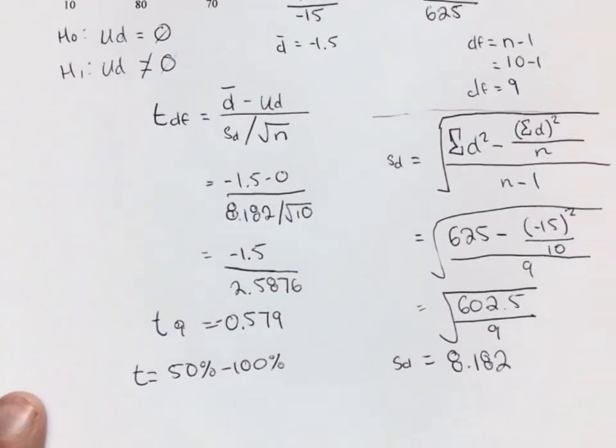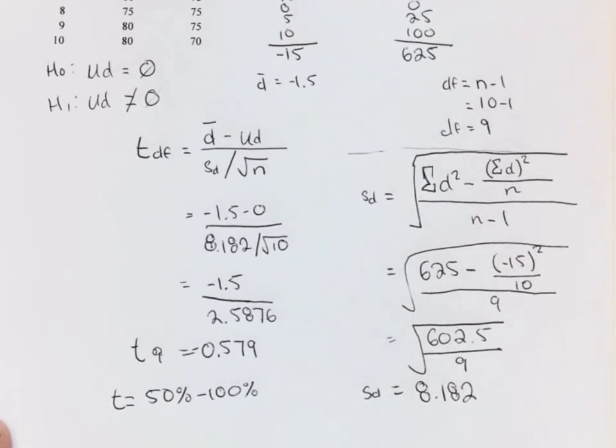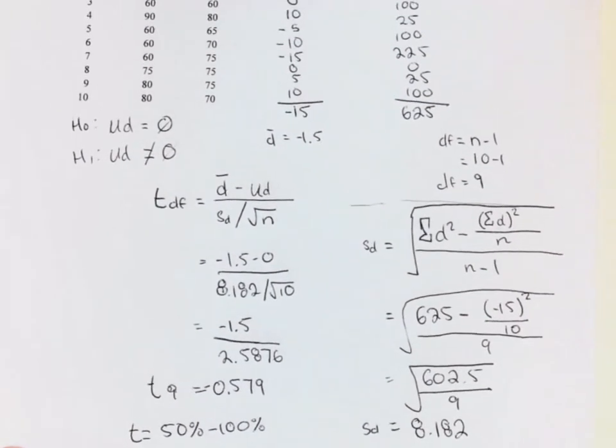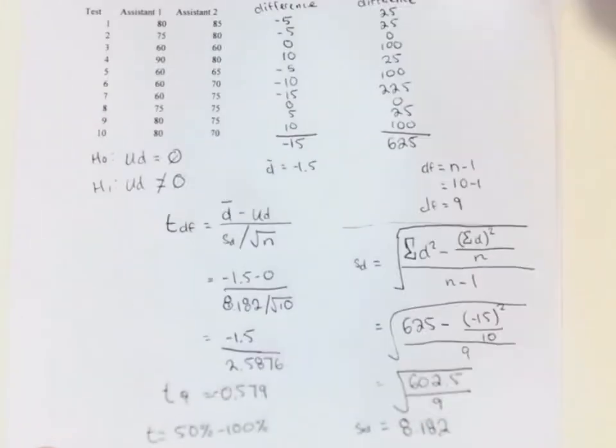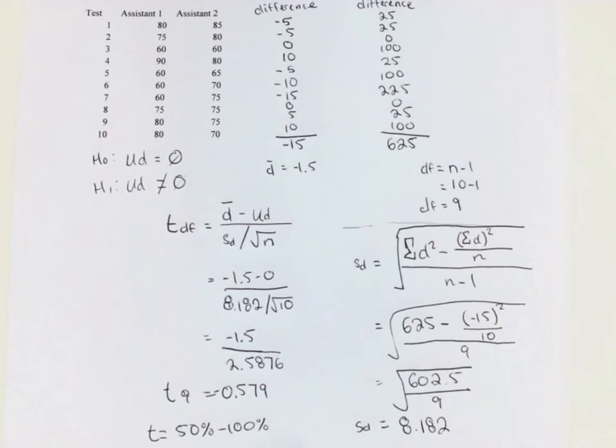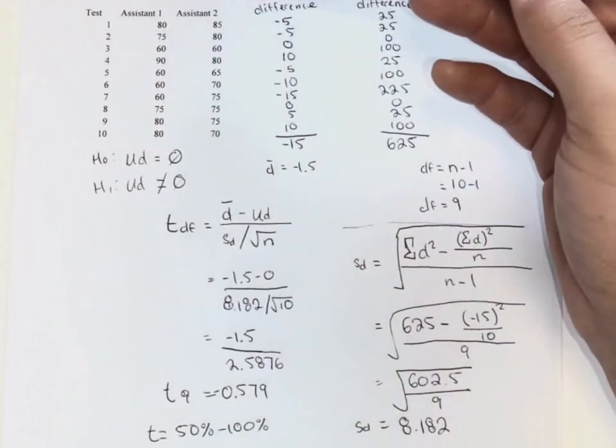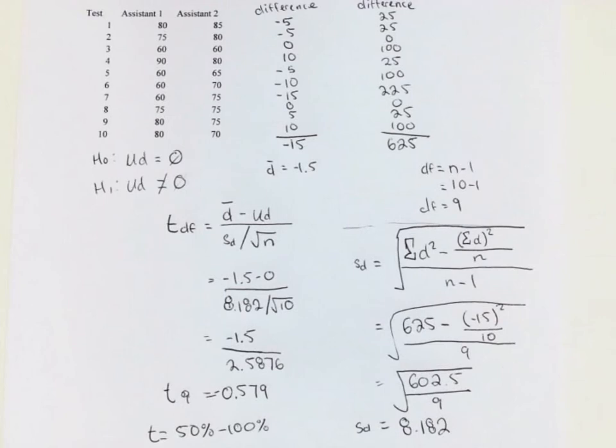So let's put this in layman's terms. Based on our sample, we can expect assistant 1 to mark this much higher than assistant 2, a difference of 15, between 50 to 100%, around 60% of the time. So there's no real evidence to reject our null hypothesis. We can assume that both teacher's assistants mark fairly. They don't have significant differences in their marking.